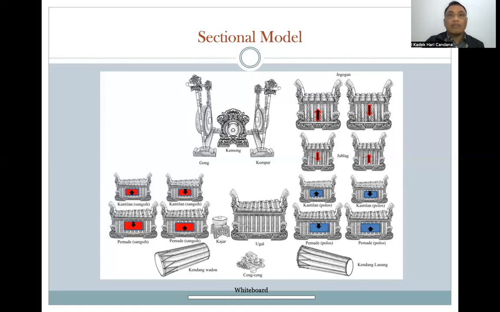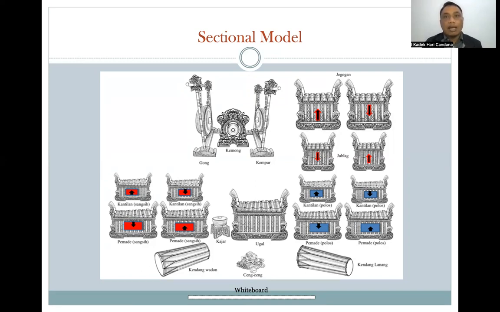The layout of instruments in the sectional model was similar to the classical model. However, in this model, the Gangsa Pemade and Gangsa Kantilan were grouped based on their pattern, polos and sangsih. They were divided into two groups. One group was positioned on the left of the ugal, while the other was on the right side. This model facilitated those who were playing the same pattern to reinforce each other.